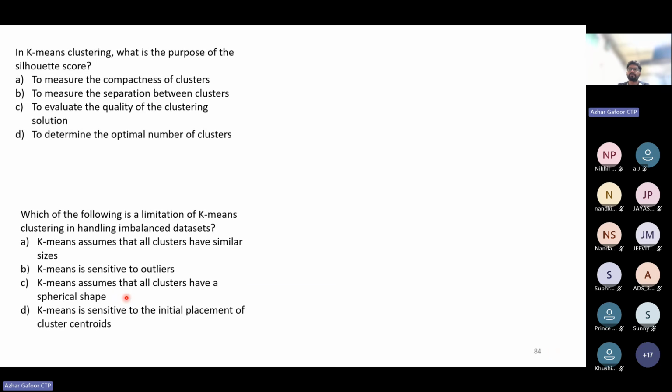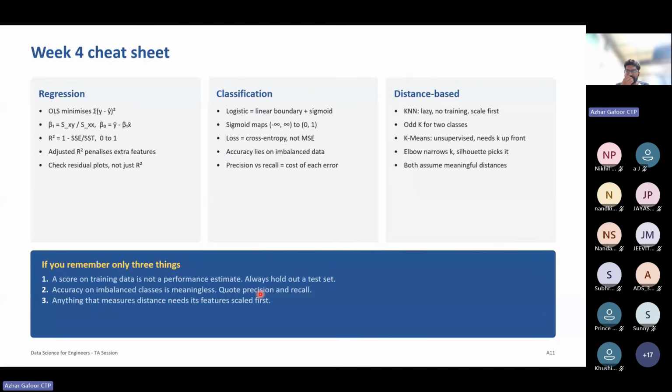Then another set of questions. In k-means clustering, what is the purpose of the silhouette score? That is to evaluate the quality of the clustering solution. Then which of the following is a limitation of k-means clustering in handling imbalanced data sets? It assumes all the clusters have similar sizes. All right, so these are some of the things that you can remember.